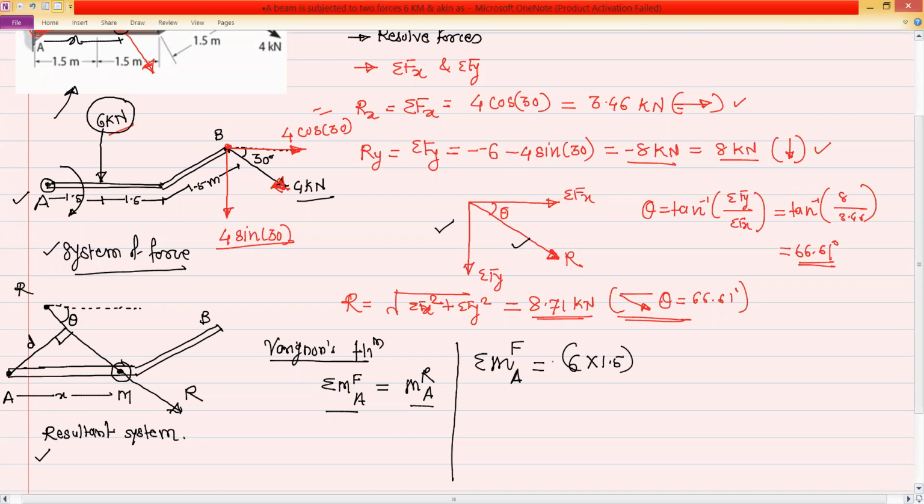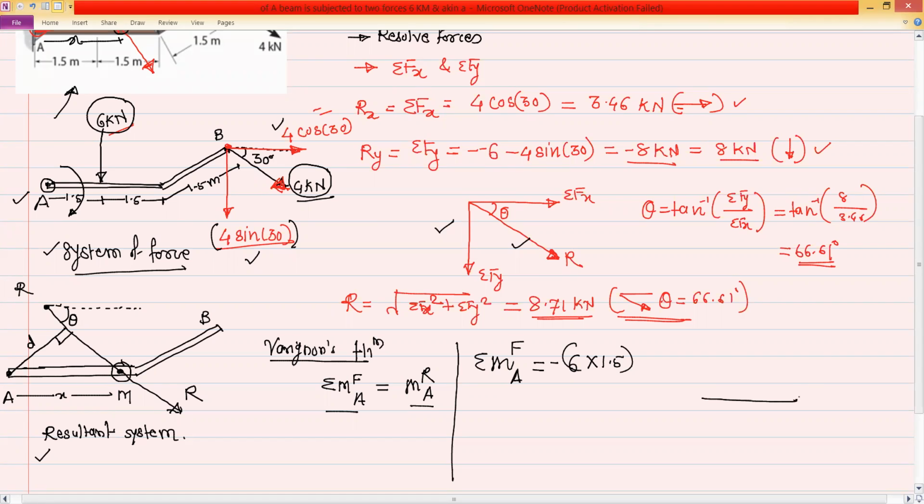So it is minus 6 into 1.5. Now the second moment. Forget about this 4 kilonewton, because we have resolved it into y component and x component. So we have to take the moment by individual component, 4 sine 30 and 4 cos 30. First consider this 4 sine 30. The perpendicular distance of this 4 sine 30 is not directly available, so we have to find out that perpendicular distance.